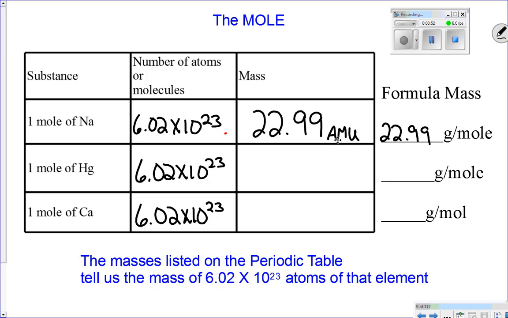Mercury is a heavy metal, you might have heard of it before, and it has a much higher mass. So 1 mole of mercury, each individual particle weighs more. So a sample with the same number of particles as we have of the sodium is going to actually weigh a lot more than the sodium did, since the individual particles have a greater mass. Kind of like on our other screen, how the pencils weighed more than the paper clips.